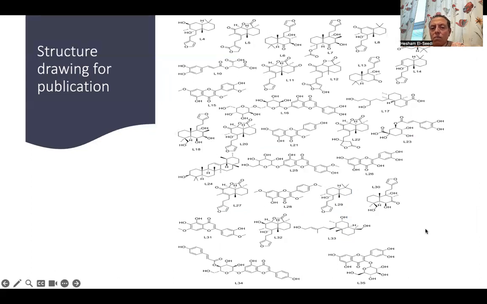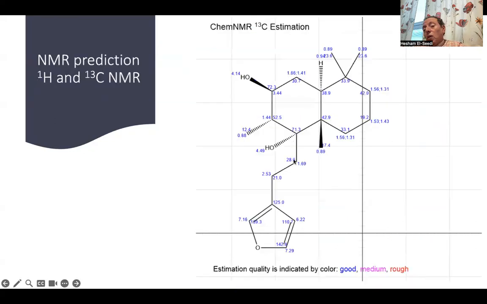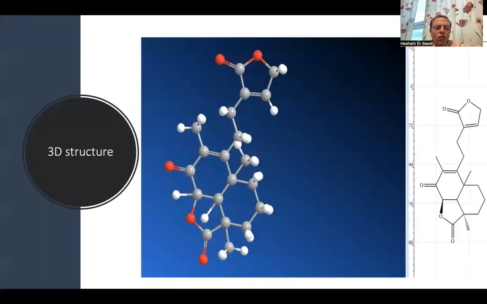All are consistent, right? Furthermore, when you draw the structure, you can check in SciFinder if, for example, you would like to know if the compound is new or known, or what is the activity, what has been published. Then you can use it directly in SciFinder. Another use of chemical structure: if you are interested to study NMR, proton, carbon, or two-dimensional, or NMR prediction, then you need to have the chemical structures. That's why I say, please install ChemDraw.